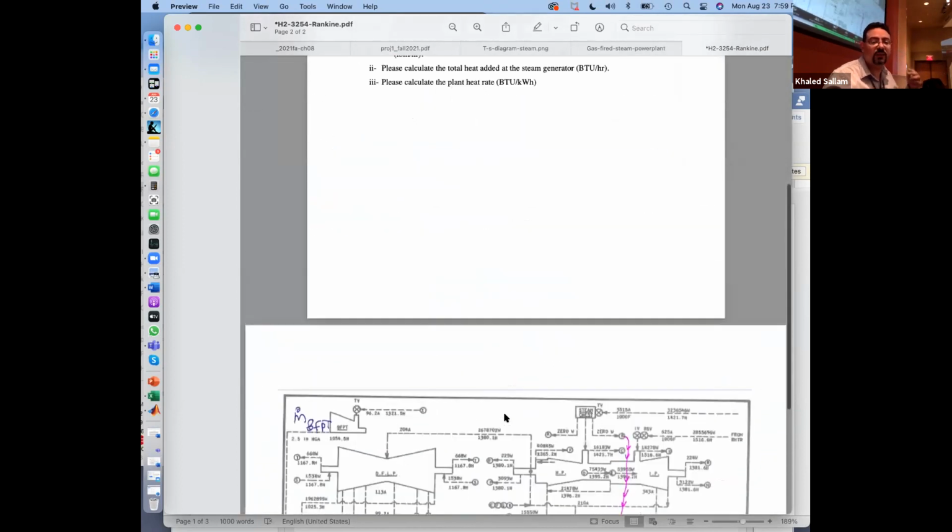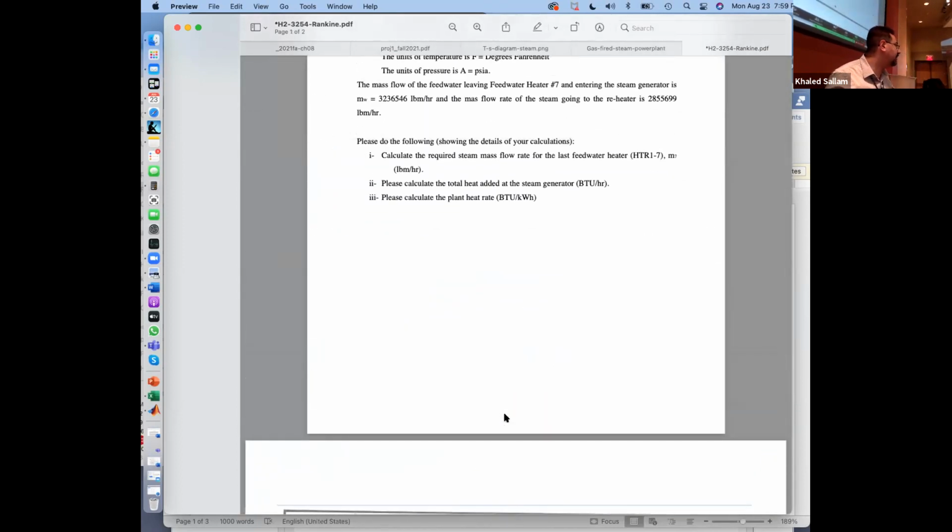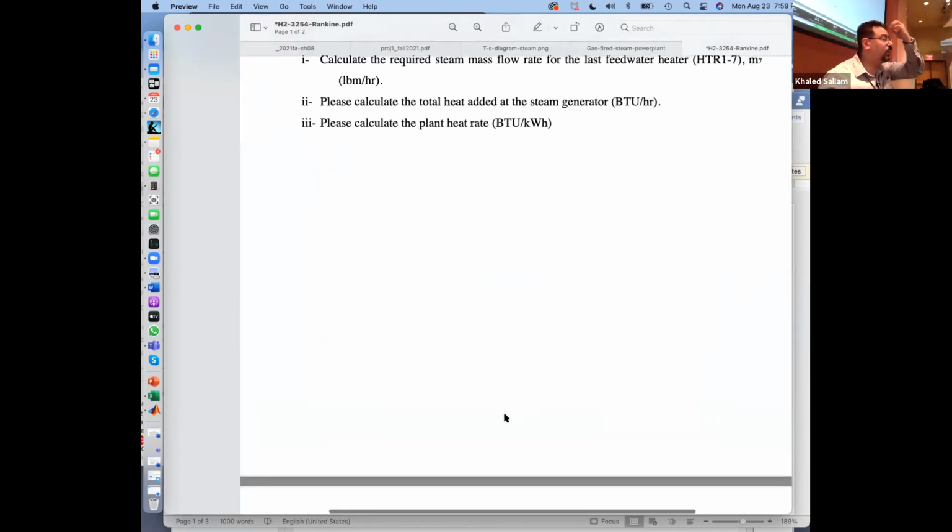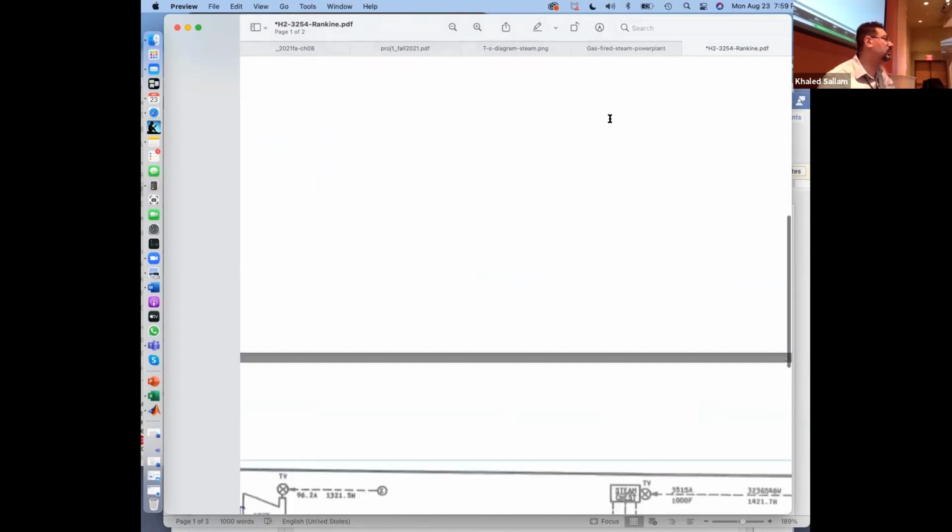I just love that you actually see an actual power plant rather than the sketch in the book. I want you to see the real one, so that if you end up working as an engineer there or something, you look at this chart and say, yeah, I saw that before. Calculate the total heat added at the boiler.